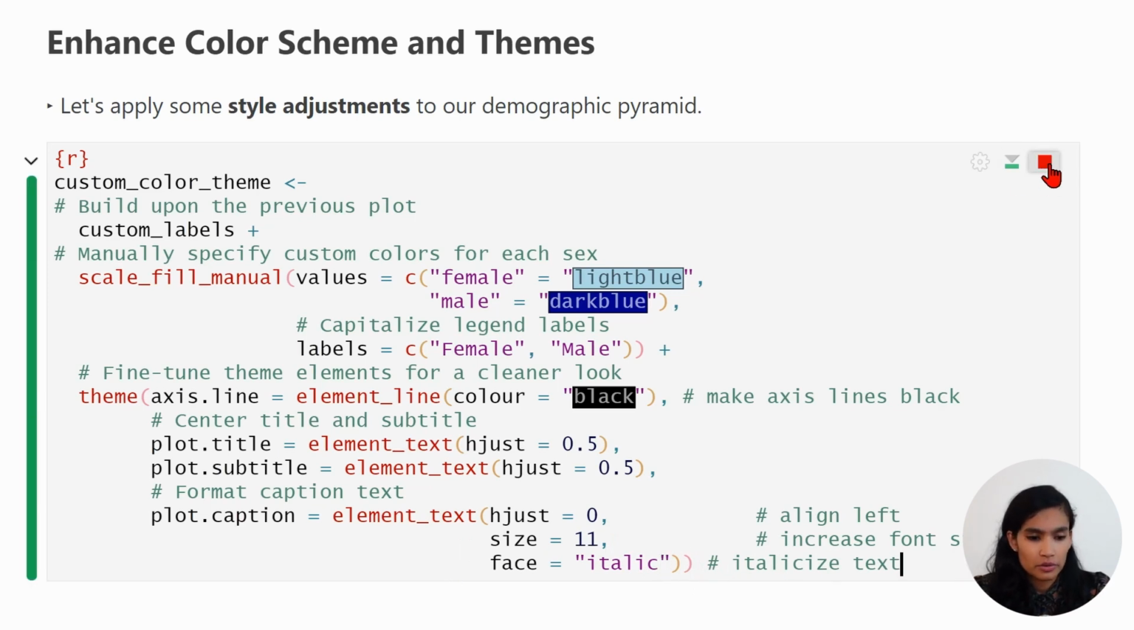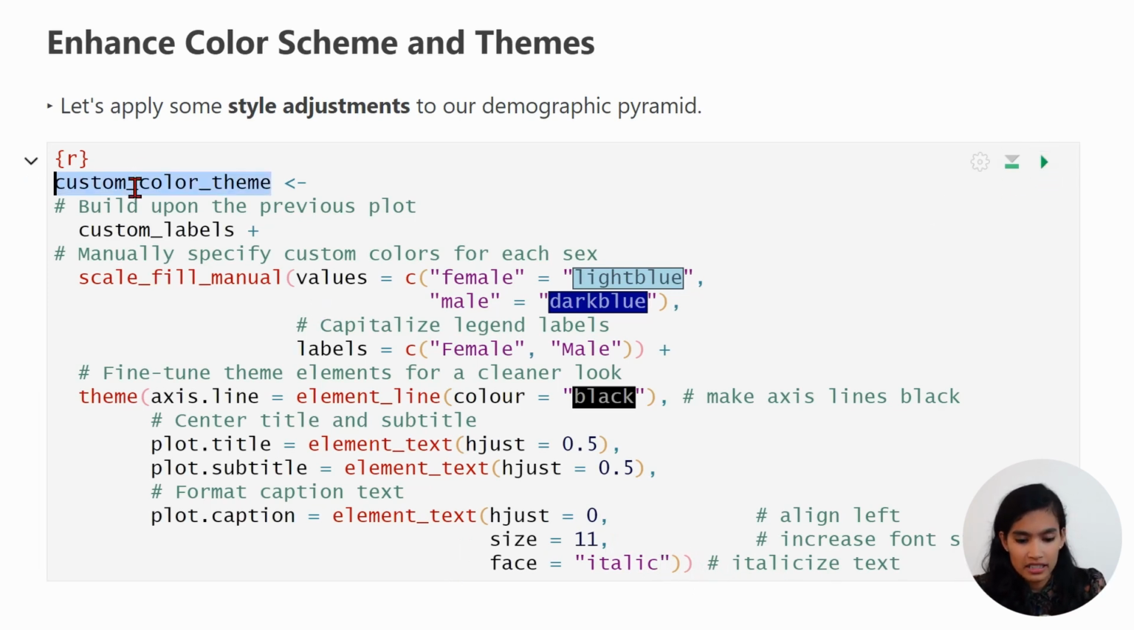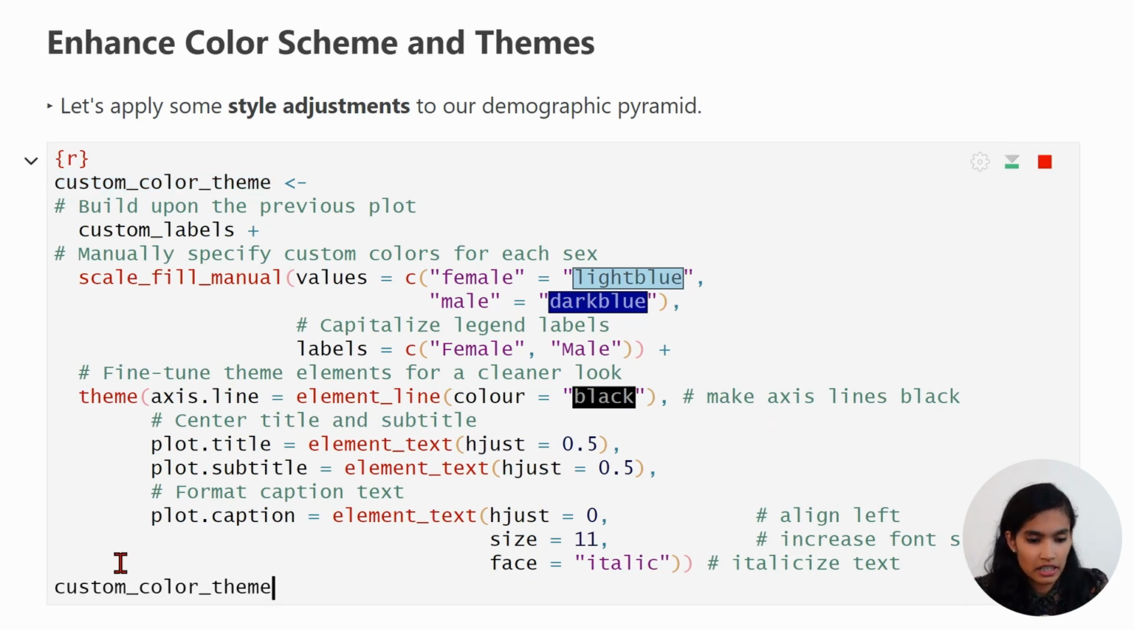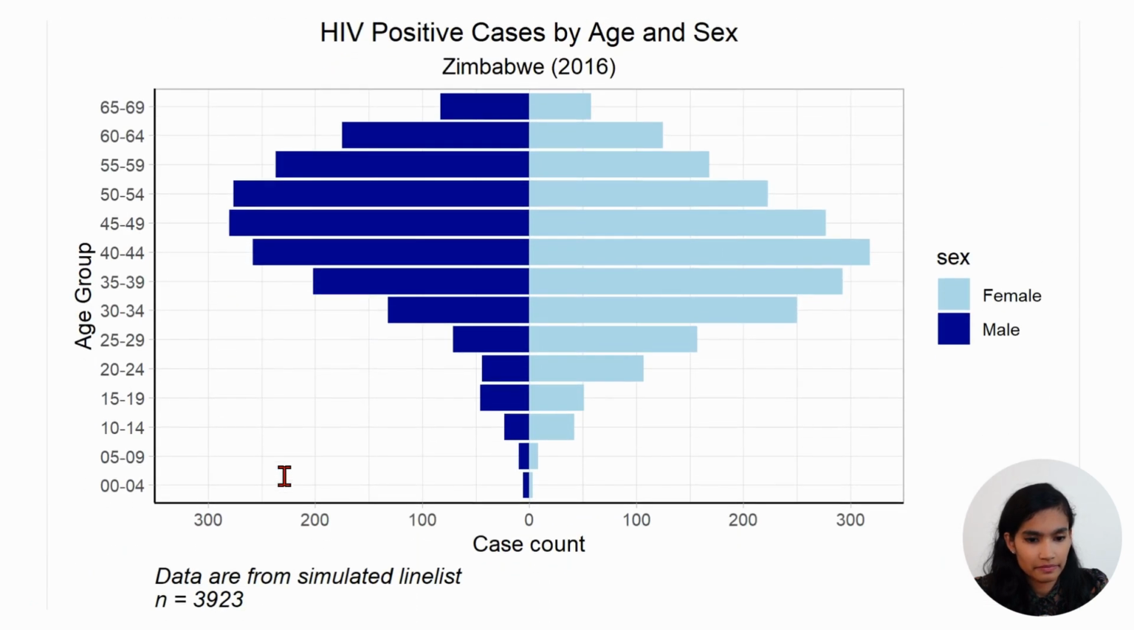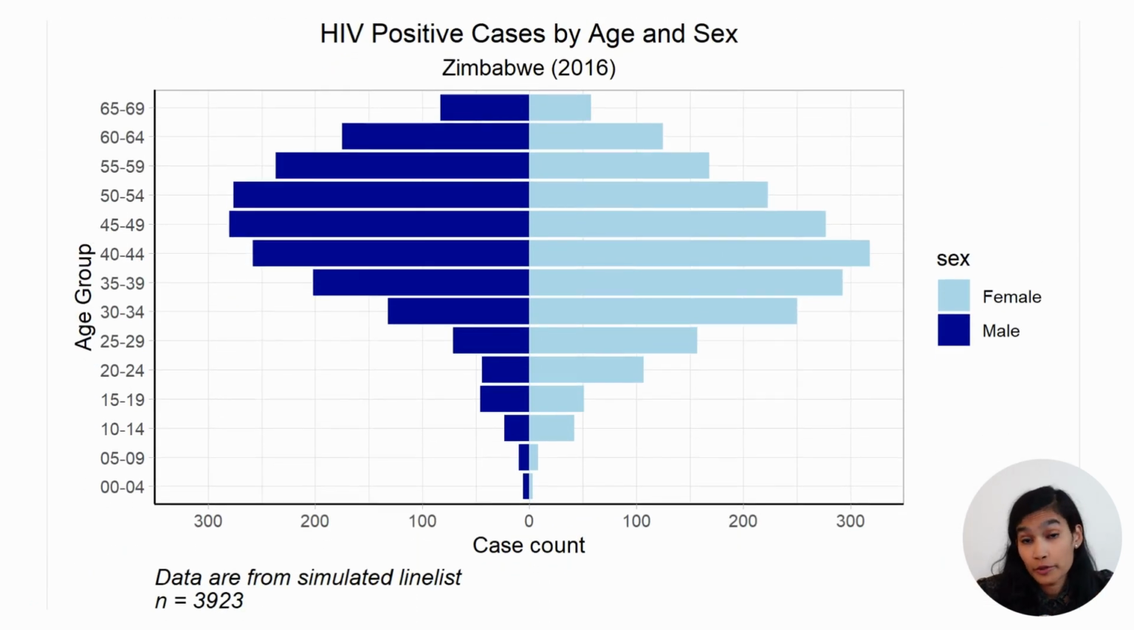So now, once we run this code, we've created the custom color theme object, and then we just run the plot name to see the changes that we've made. So you can see the most noticeable difference is that the colors are different. Rather than the default ggplot teal and orange, we have light blue and dark blue as we asked for.